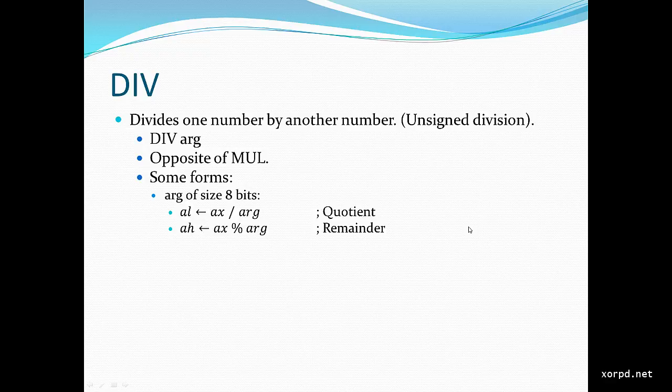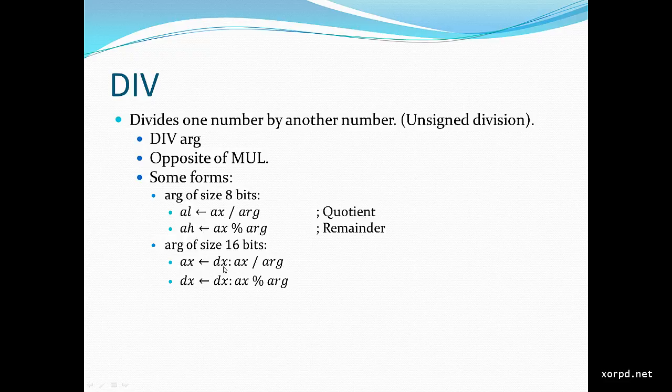The div instruction is pretty interesting. Two things happen at the same time: the division, which gives the quotient, and the modulo, which gives the remainder. The quotient is stored inside al, and the remainder is stored inside ah. The next form is, of course, as you probably expected, argument of size 16 bits.